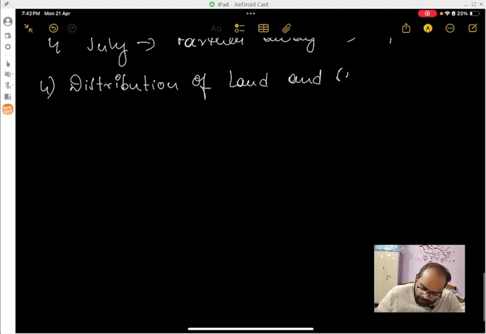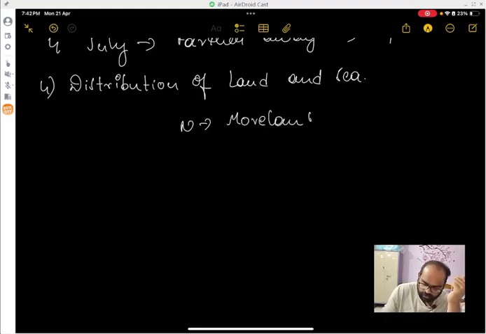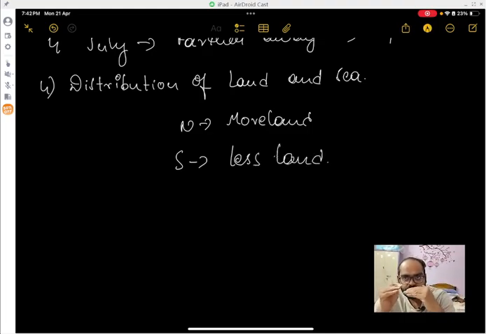In the northern hemisphere, there will be more land, and in the southern hemisphere less land. Whenever there is more land compared to sea, there will be much more variations in the temperature, because the land part or the continental part gets heated quickly compared to the oceanic part. Why, I will explain later. For the time being, remember that continents get heated up quickly compared to oceans. So there will be much more variations in the northern hemisphere compared to the southern hemisphere.